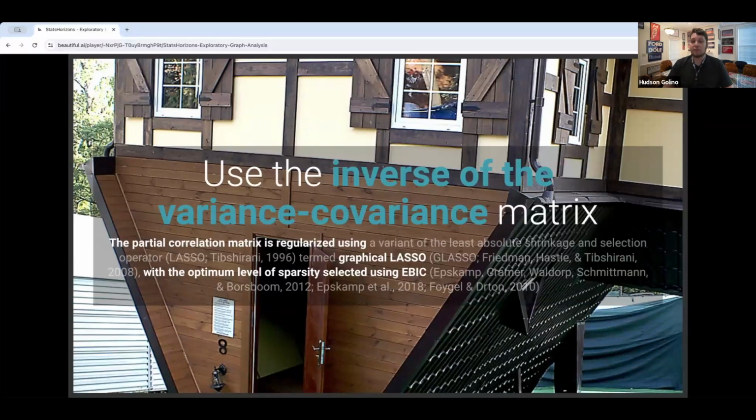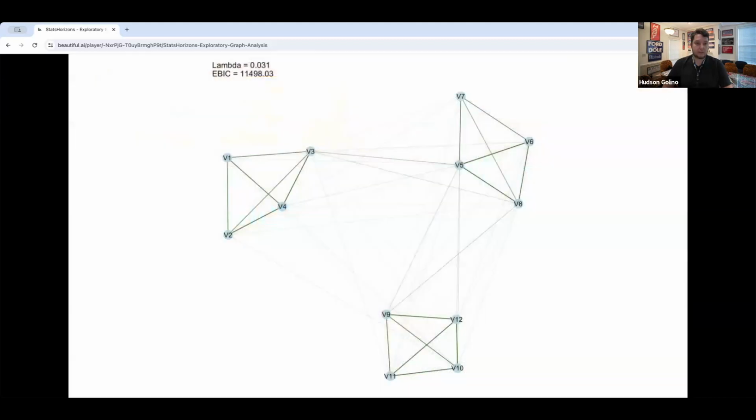So it uses the inverse of the variance covariance matrix, as opposed to traditional factor analysis and structural equation modeling, which use the variance covariance matrix to begin with. The partial correlation matrix is regularized using a variant of the least absolute shrinkage and selection operator, the lasso operator, termed graphical lasso, with the optimum level of sparsity selected using EBIC, the Extended Bayesian Information Criteria.